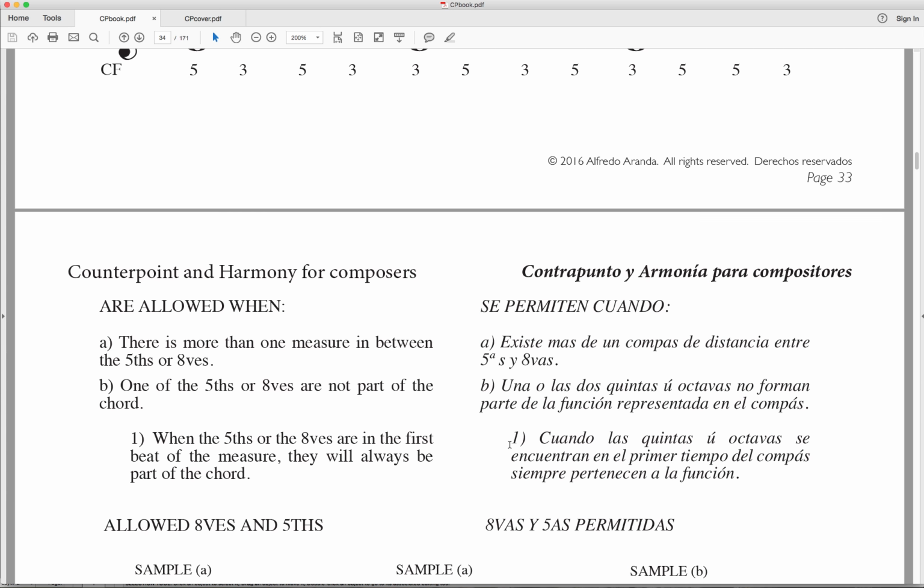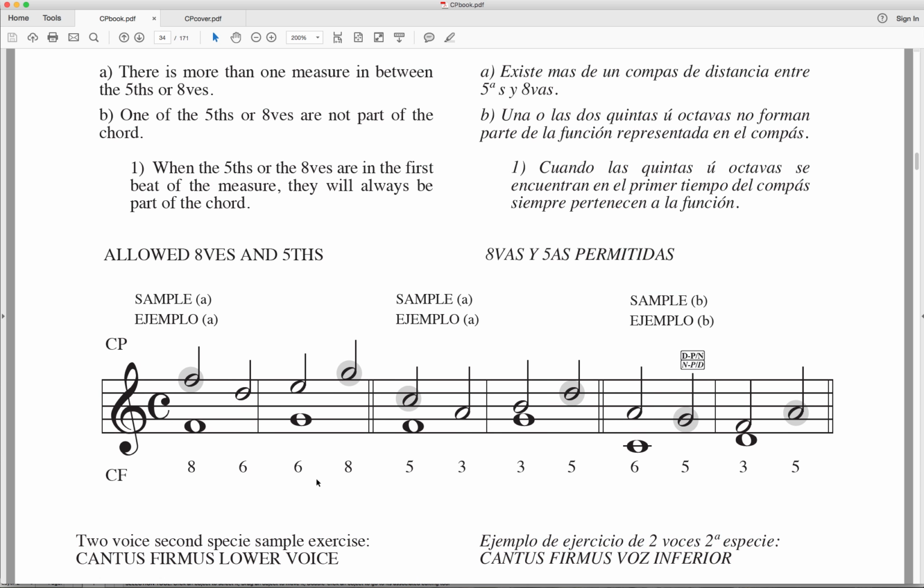However, there are some fifths and octaves that you may use. When you have an octave in the first part of the measure and the other one in the second part of the measure, then you may use them. They're too far apart and they do not affect each other. Same thing happens with the fifth. Remember, we're talking about the perfect fifth, not the diminished fifth.